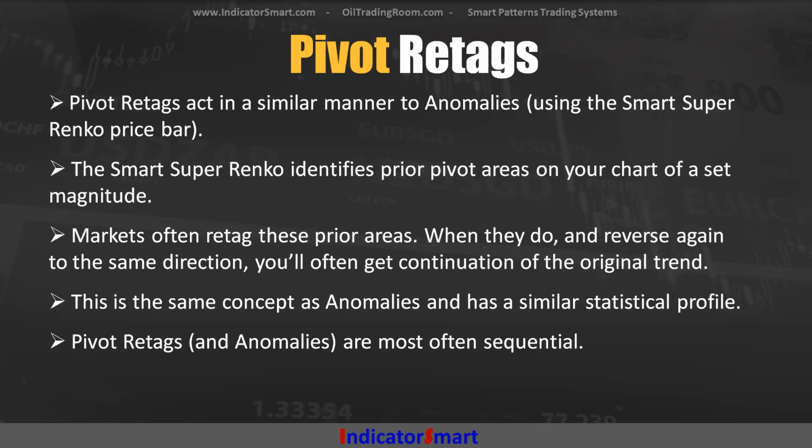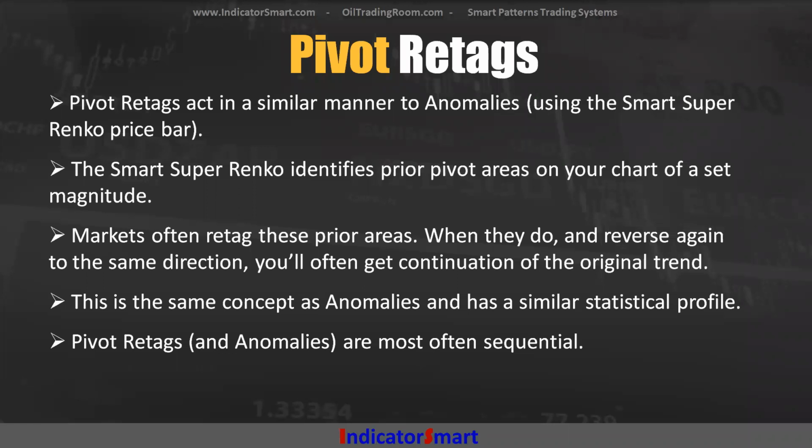Markets often retag these prior areas, and when they do and reverse again to the same direction, you often get continuation of the original trend. This is the same concept as anomalies, has similar statistical profile. Pivot retags and anomalies are most often sequential. They happen in order. When they get broken, the market is trying to tell you a story. And the story it's trying to tell you is, I'm not playing ball.